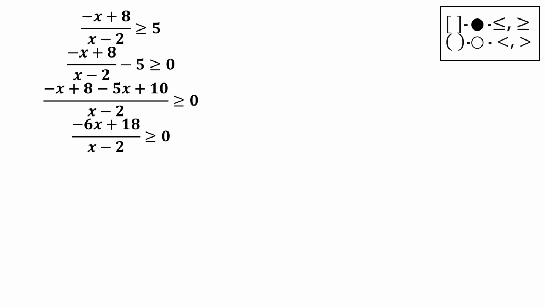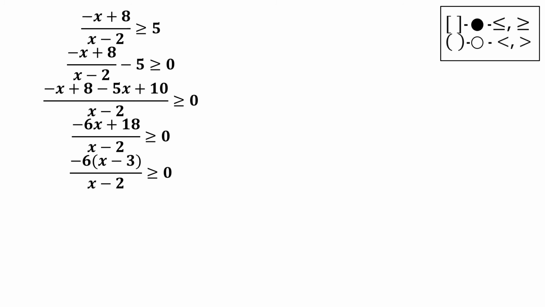Let's proceed to step number 2. Ano yung step number 2? Kung maalala nyo, kailangan nating i-factor as much as possible ang numerator and ang denominator. So, for the numerator, ano yung common factor nila? So, pwede nating i-factor out ang negative 6. And for the denominator, okay na siya. Hindi na siya ma-simplify pa. So, yung numerator lang yung iibahin natin. So, magiging negative 6 times the quantity x minus 3, all over x minus 2 is greater than or equal to 0.